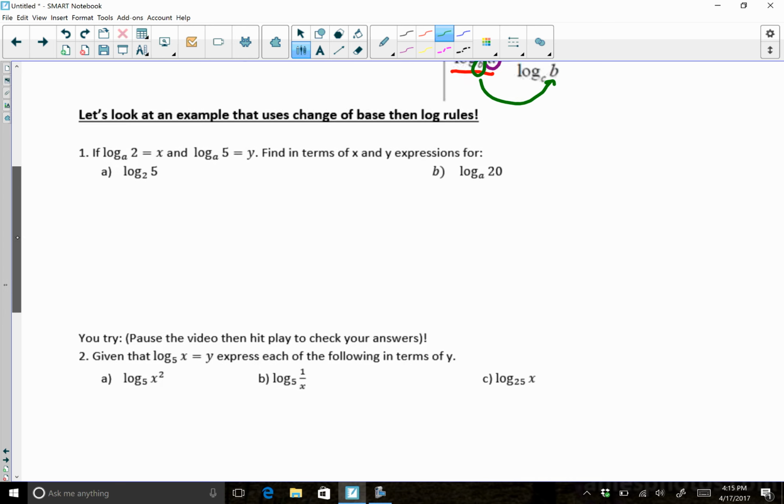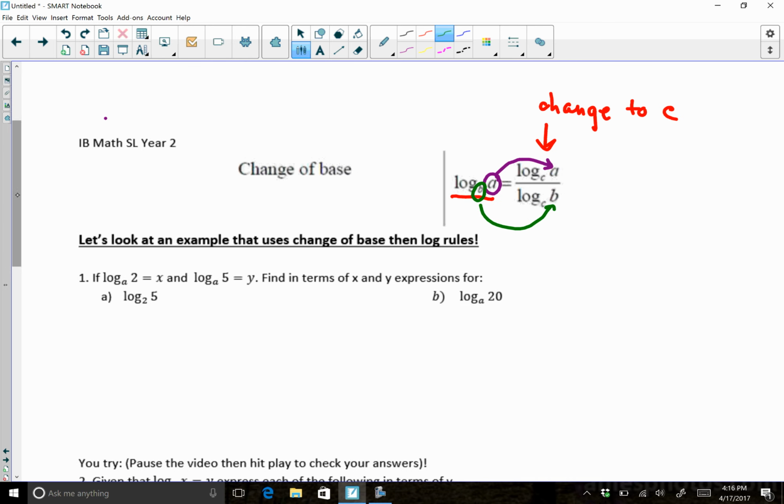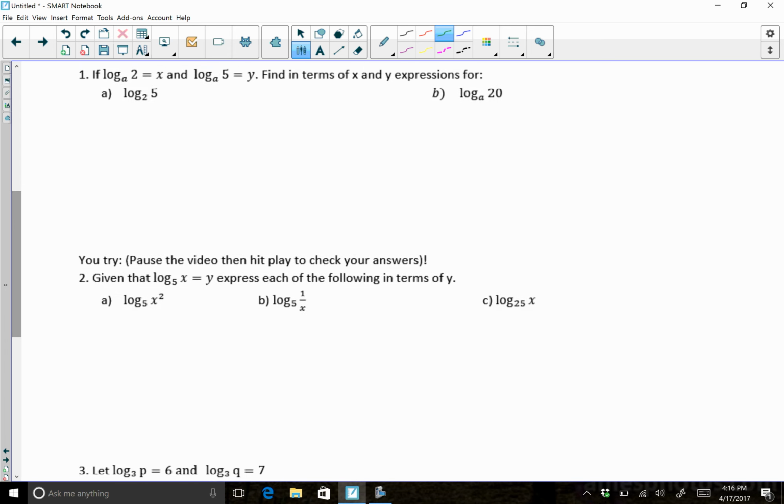It requires us to change the base in part A, and then in part B, we go back to our basic log rules from class today, just to make sure those are still reinforced. So in 1, they're telling us if log base a of 2 is equal to x, and log base a of 5 is equal to y, find in terms of x and y expressions for each of the following. So what I see when I look at this problem is that both of these expressions have base a in them.